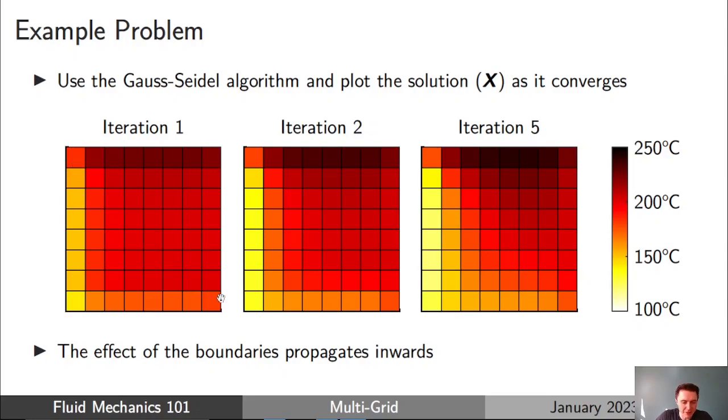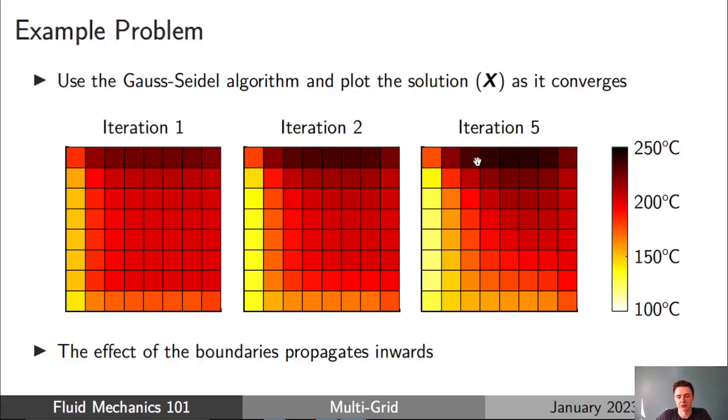You can see the effect of the boundaries; recall that we have 100 degrees C on the left, 150 on the bottom, 200 on the right, and 250 on the top. The effect of that boundary has propagated in by about a cell, or maybe slightly more, depending on the shading of the colours. So we can see that the effect of the boundary is starting to propagate inwards from the side, and the centre of the plate is relatively unaffected after one iteration.